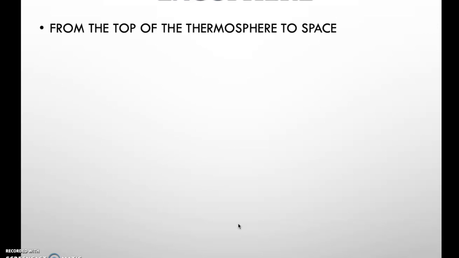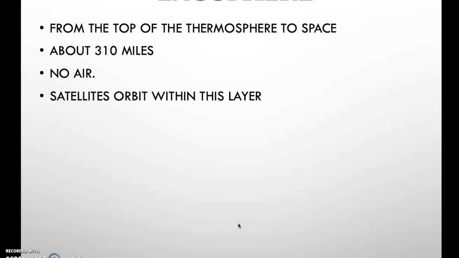So there's one more layer, and once you surpass this final layer, then you would be in outer space. The last layer is the exosphere, and that is from the top of the thermosphere to space. That's about 310 miles, and once you exit the exosphere, you have surpassed the last gas molecule. So there is no air, and therefore there would be no pressure.